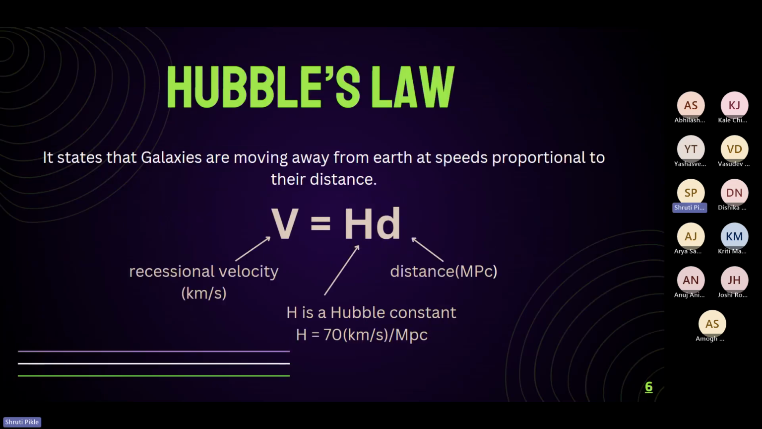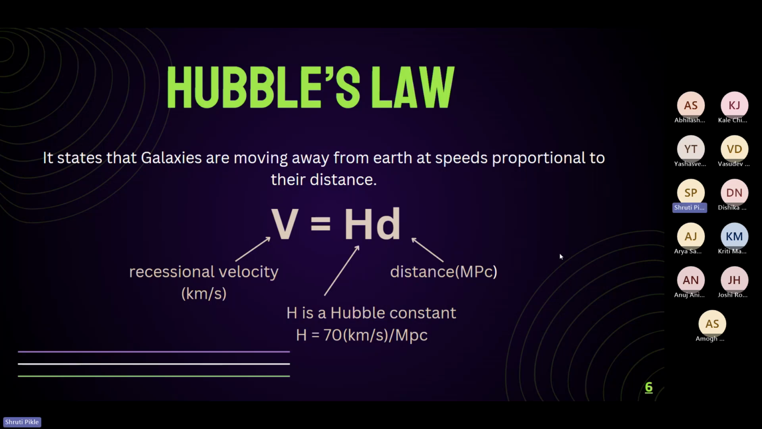Hubble's law states that galaxies are moving away from the Earth at speeds proportional to their distance. The equation is shown below: v equals H d, where v is the recessional velocity of the object with respect to the observer, given in kilometers per second. H is the Hubble constant, which is equal to 70 kilometers per second per Mpc, and d is the distance of the object from the observer, again given in Mpc. Here Mpc is megaparsecs. This Hubble's law will be explained in detail in the further slides by Yashasvi.